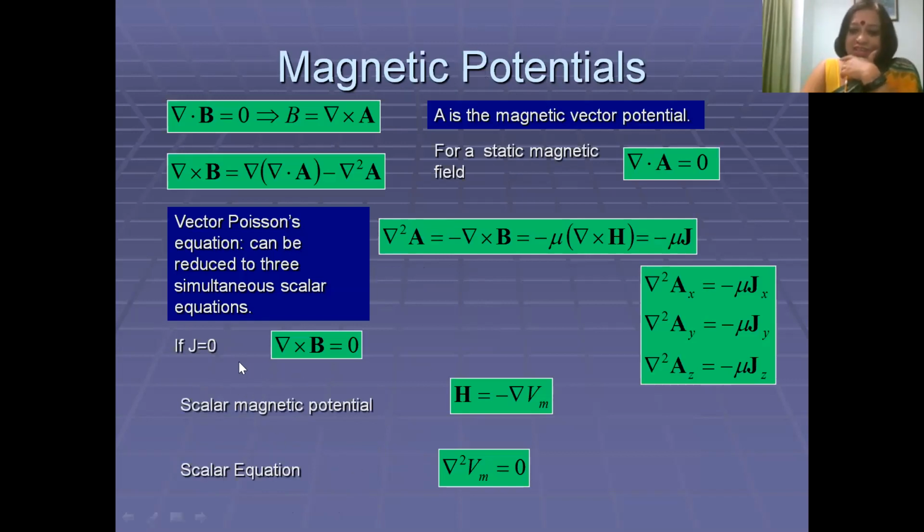So if J is equal to 0, you can have a magnetic field which satisfies the equation curl of B is equal to 0. Now, if curl of B is equal to 0, you can no longer have a magnetic vector potential. Then B can be expressed as the gradient of a scalar potential. So H is equal to minus grad Vm. And the equation del square A is equal to minus mu J becomes del square A is equal to 0, which gives you del square Vm is equal to 0. This is what you have.